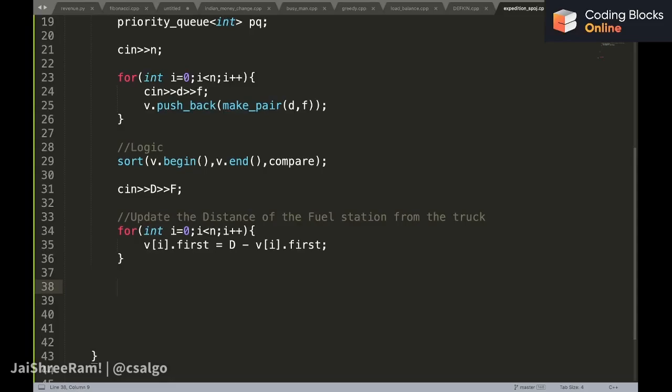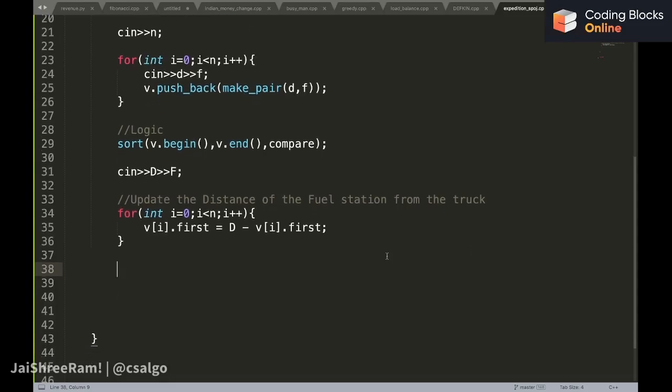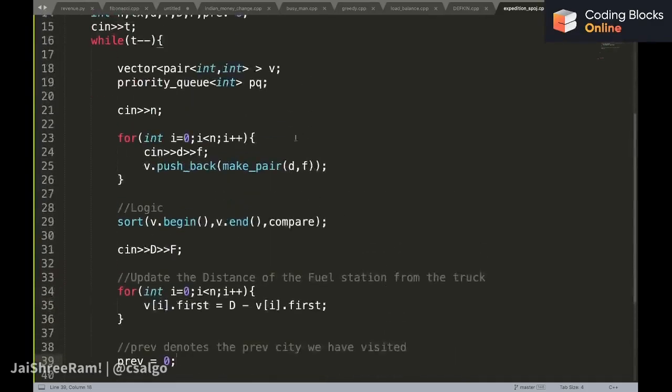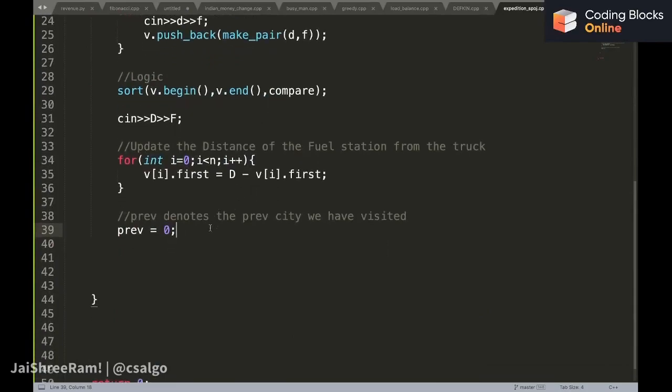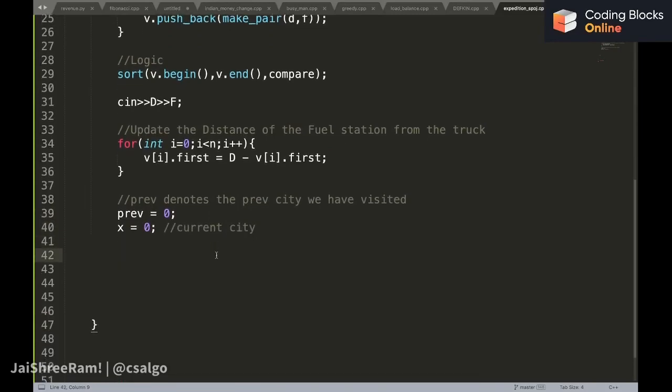Now we will start with the actual logic. We will have a variable called previous that denotes the previous city we have visited. Let's say previously we are at 0, we are yet to start. So let me just say previous is 0, and let me take a variable x that denotes the current coordinate or the current city where we are at. So this is my current city. What I need to do is visit n number of cities. So I can say while x is less than n.